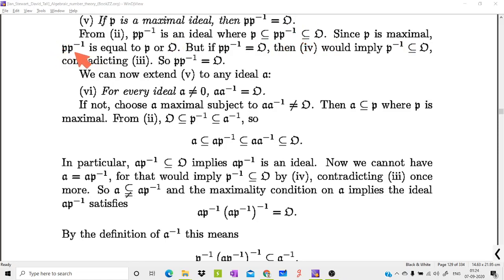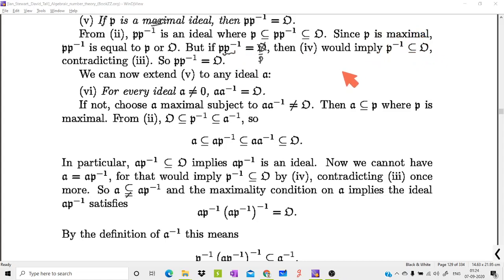So P inverse is an ideal which contains this P. But our assumption is P is maximal. So we can say that P inverse equals P or P inverse equals O. Whenever this P inverse is equal to P, what happened? We can say that this P inverse is contained in O.